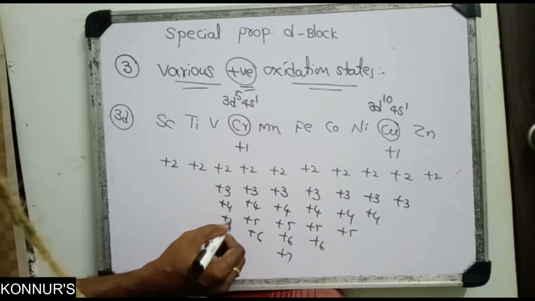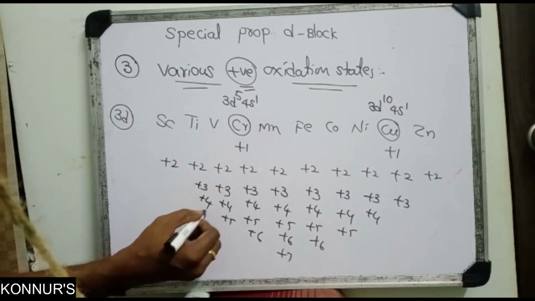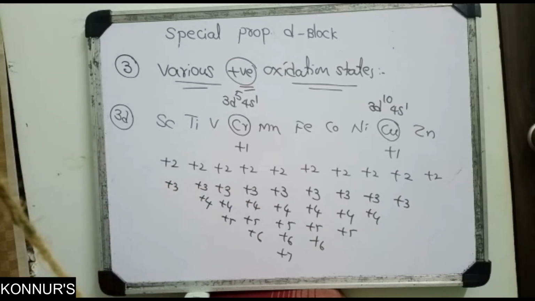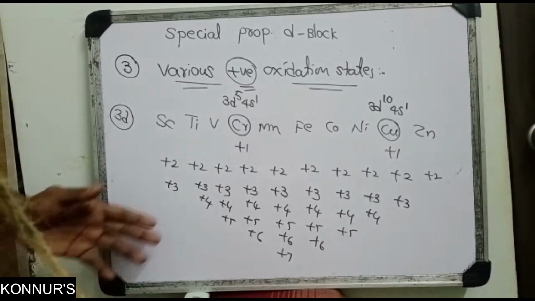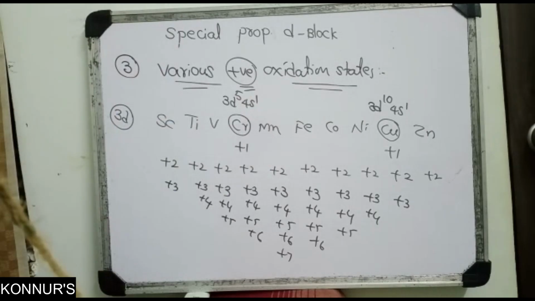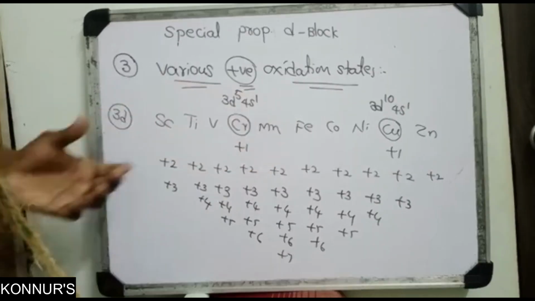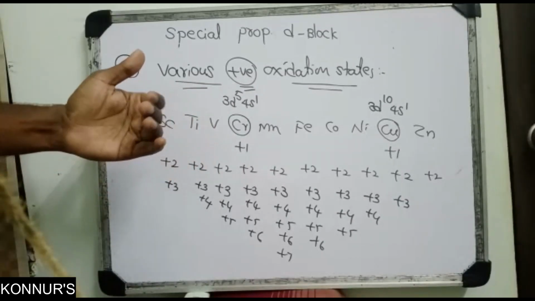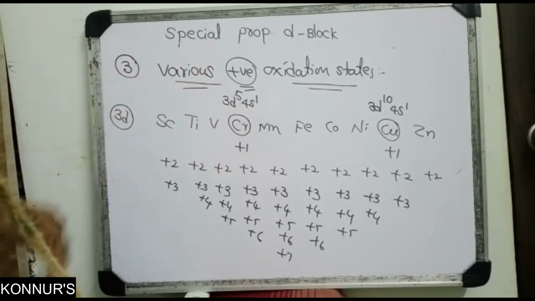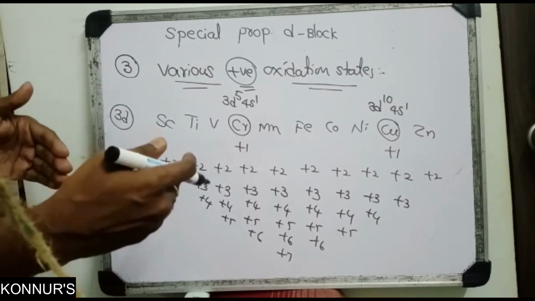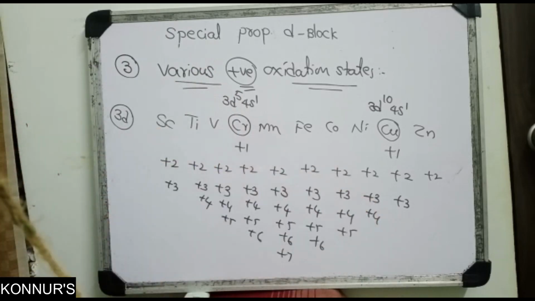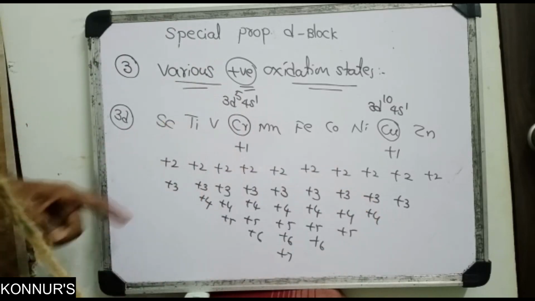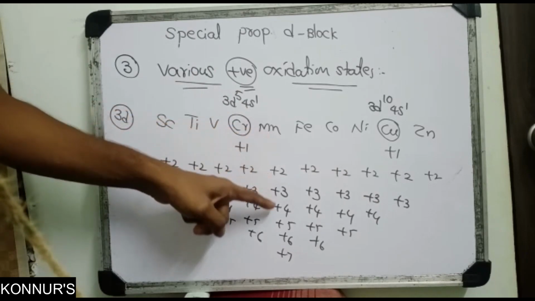3, 4, 5. So 3, 4, +3. See, suppose these are showing different positive oxidation states, because the d orbital is far away from the nucleus. So because of poor shielding, the electrons are easily coming outside. Next, here we are seeing this much oxidation state.